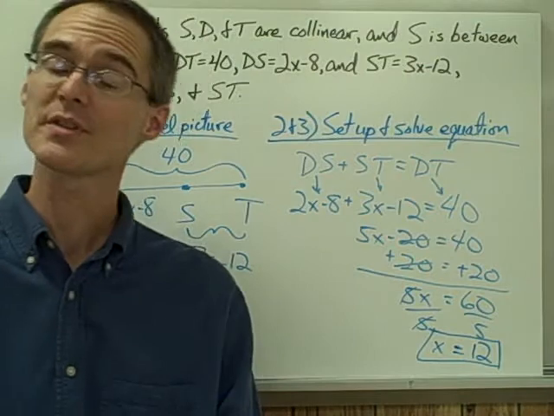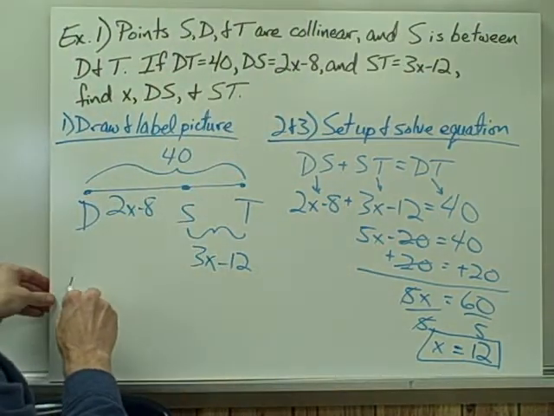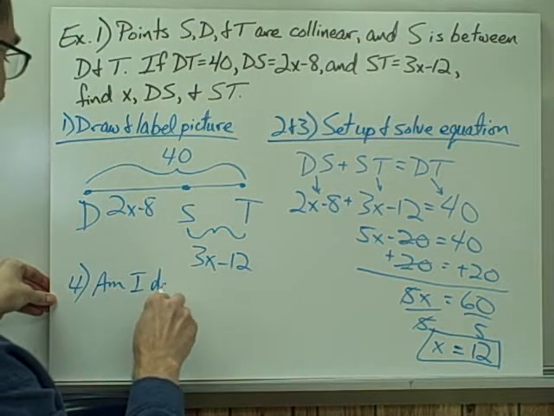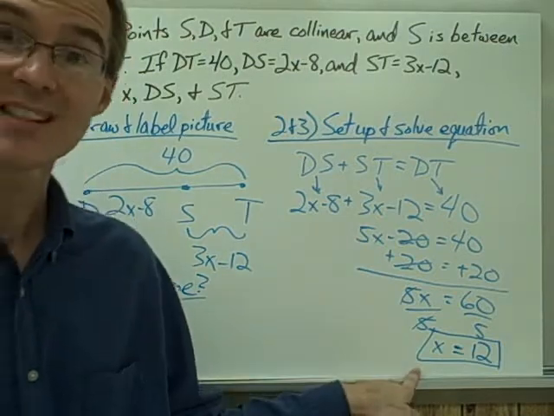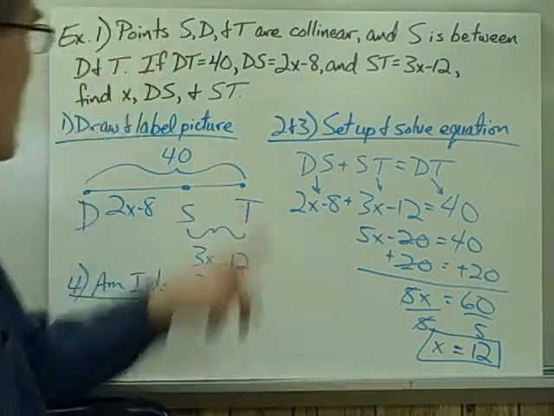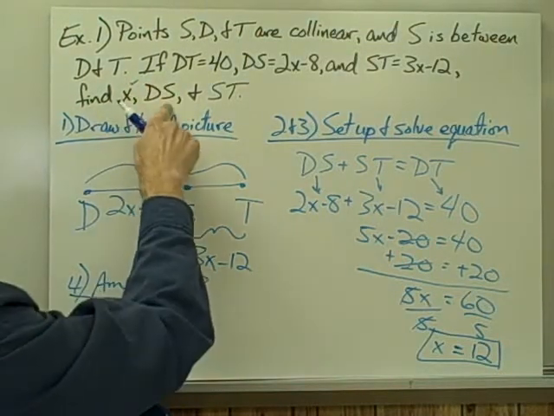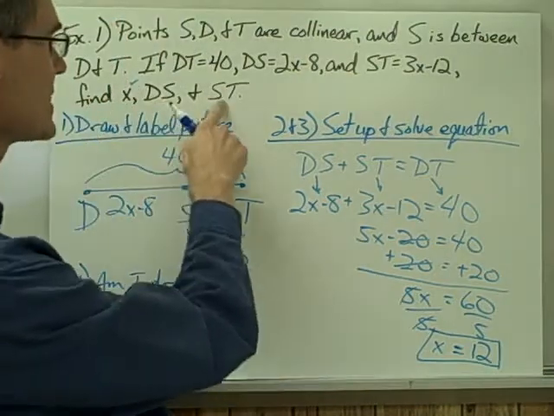Now remember, there's a fourth step in our problem-solving process, which is I need to ask myself, put step 4 over here, am I done? In other words, I found x, but is that all I needed to find? Well, let's go back and see here. My problem says find x. Okay, I got that. I'm also supposed to find DS and ST, so no, I'm not done. I have to find DS and ST.